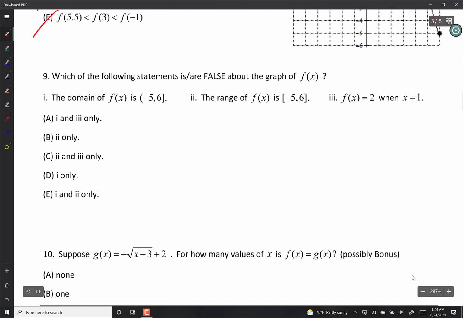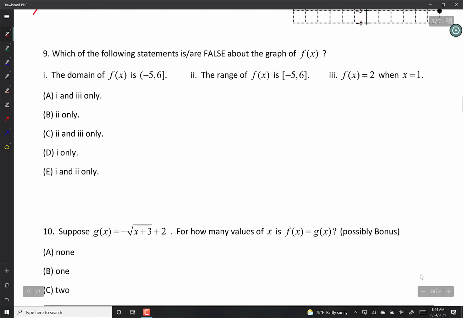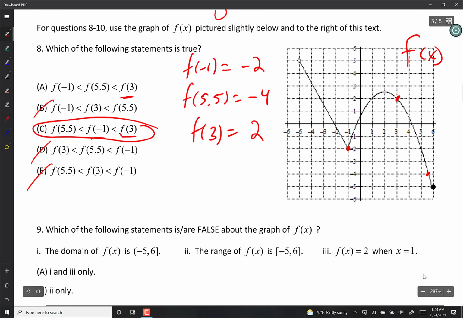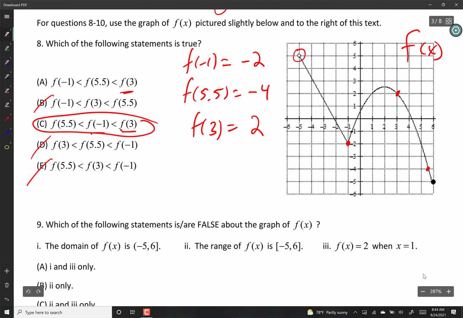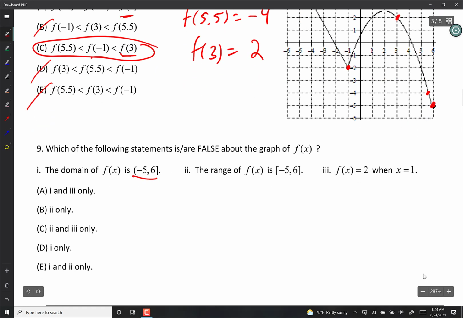Alright, so here we go. Which of the following statements are false for the graph of f of x? The domain of f of x is negative 5 to 6. So let's see, negative 5, parenthesis, to 6, solid. That is a true statement, so because it's true, delete it. So they want one that is false.